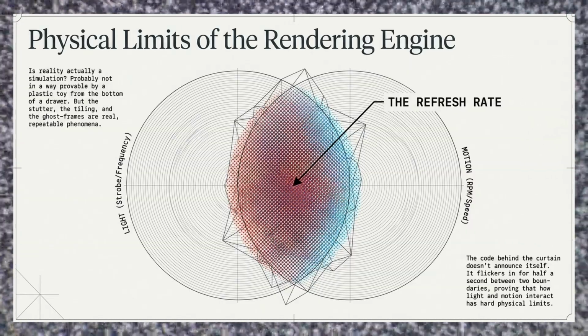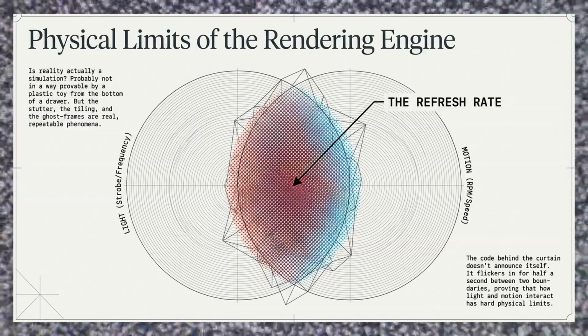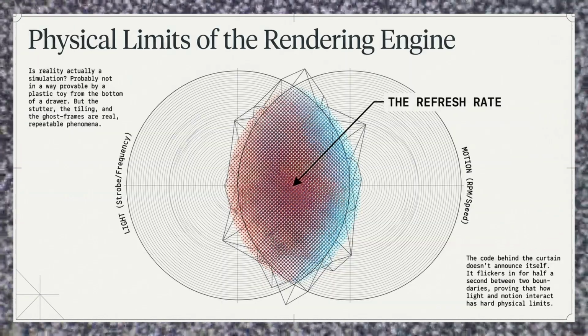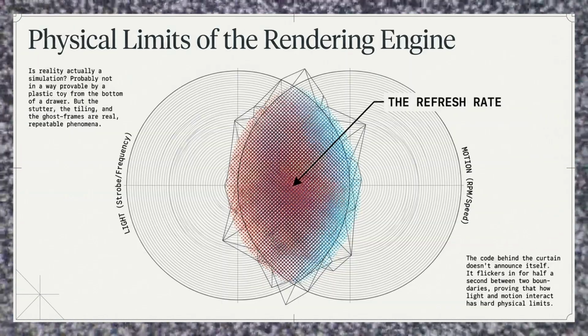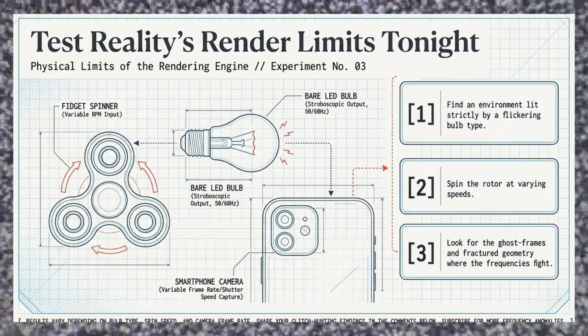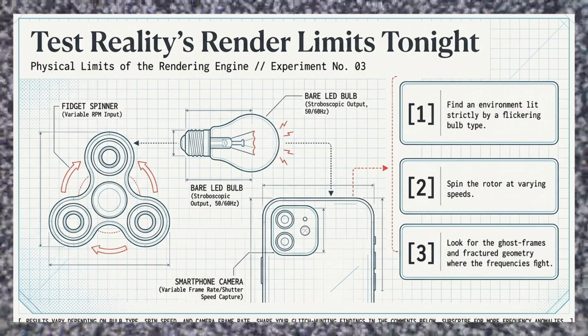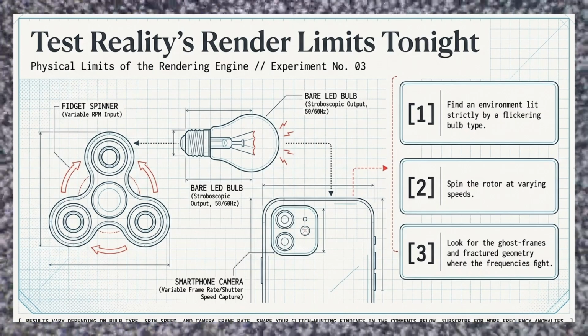The code behind the curtain doesn't announce itself. It flickers in for half a second between two frequencies that don't quite line up, and then it's gone again. Smoothed back over before anyone can be certain what they saw. Anyone with a fidget spinner and a flickery light bulb can run this experiment tonight. Results can vary depending on bulb type, spin speed, and camera frame rate.